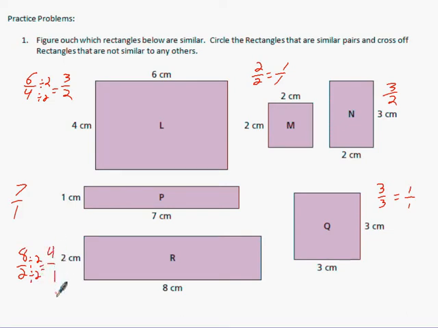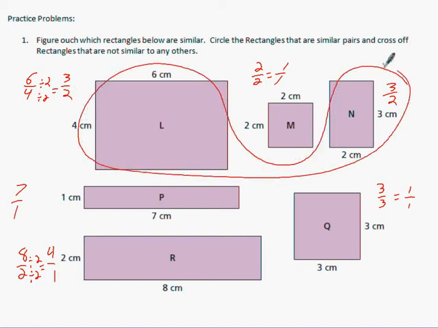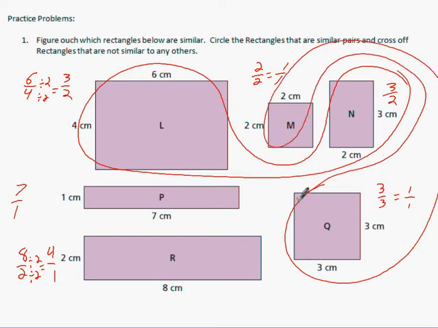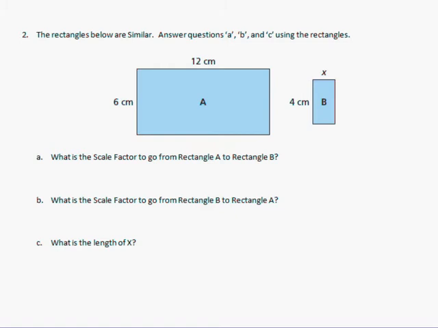All right, we have 3 over 2 and 3 over 2. Those are similar. We have 1 over 1 and 1 over 1. Well, that's complicated. Those are similar. 7 over 1 matches with nothing. 4 over 1 matches with nothing. So L and N, M and Q. Rectangles below are similar. Answer questions A, B, and C using the rectangles.